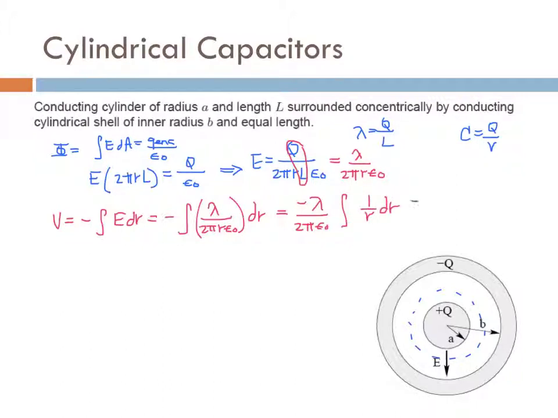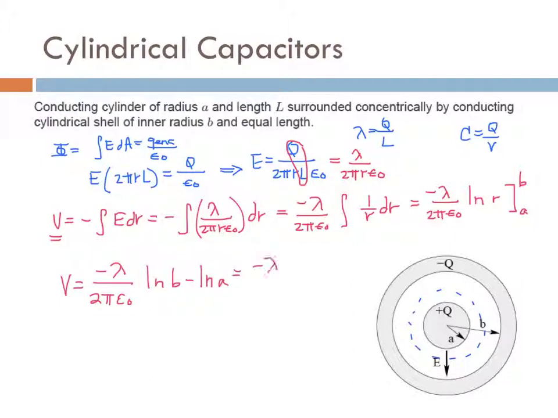And then take the integral. So here, the integral of 1 over r is natural log of r. And again, I'm going to integrate it between A and B, because that's where I want to know my potential between. So my potential is V equals negative lambda over 2 pi epsilon naught times the natural log of B minus the natural log of A, which is just the natural log of B over A.